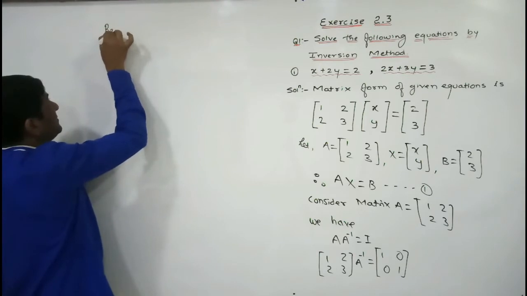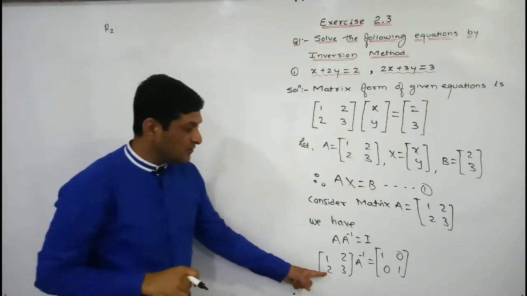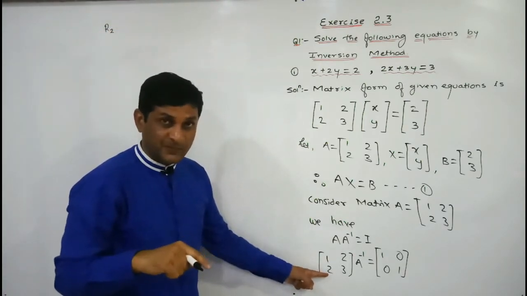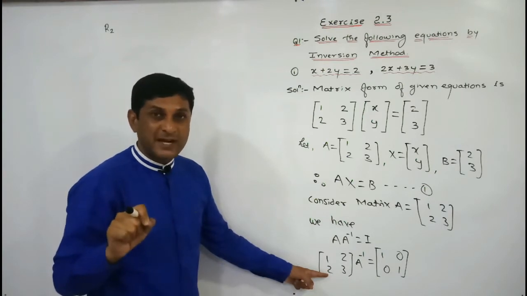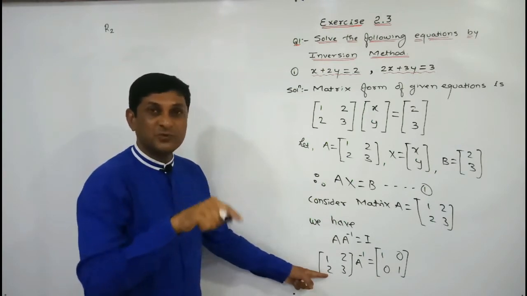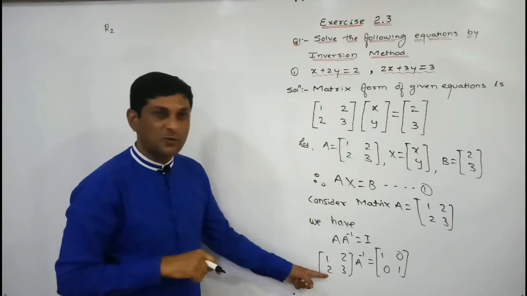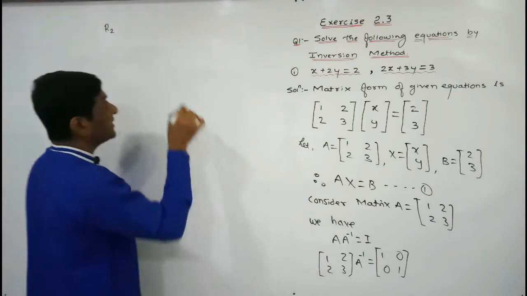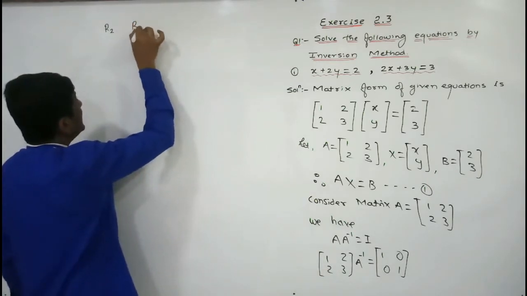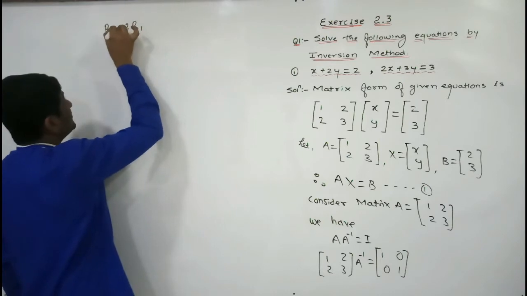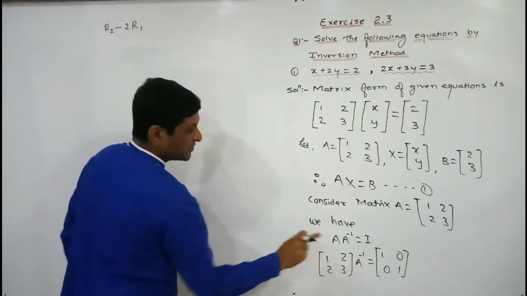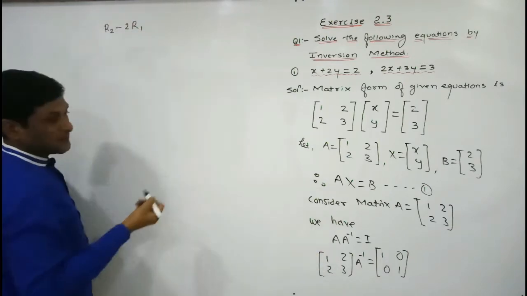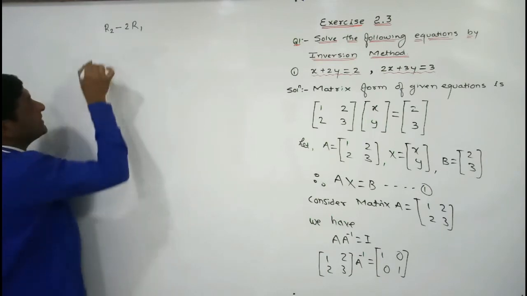And what is the element of R2 here? 2. From 2 we have to subtract 2, and whenever we are using addition or subtraction, we have to use the corresponding element of any other row. So here we are using the corresponding element of R1, multiplying R1 by 2 and taking subtraction, so that 2 minus 2 will become what? 0. So let us perform this operation on the elements of the second row.